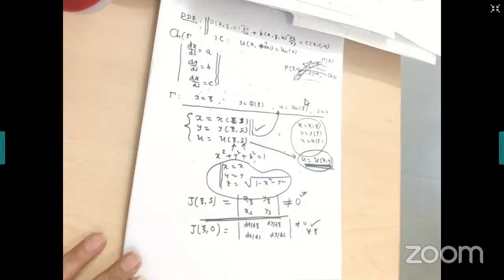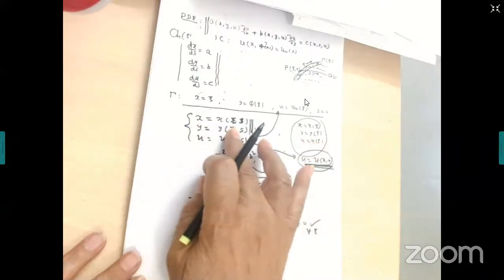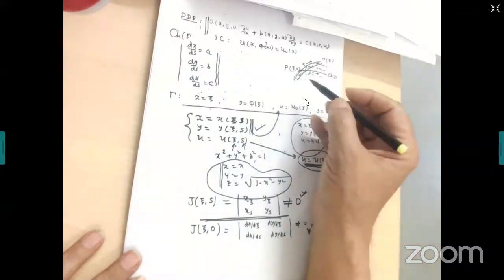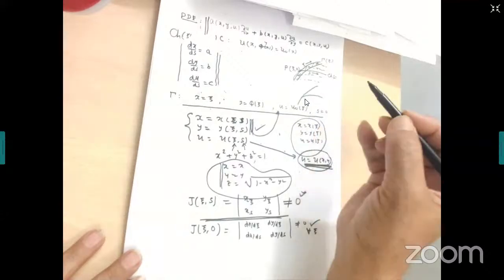What is that? Somebody should tell me. This ensures that s and xi can be expressed uniquely in terms of x and y. Somebody should tell me what is the other condition. If you look at this figure again clearly.